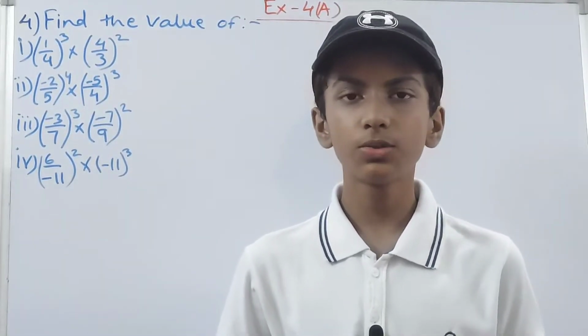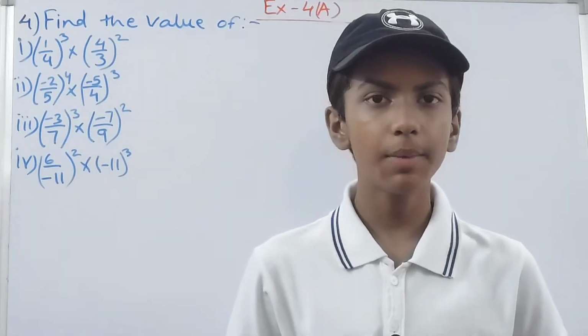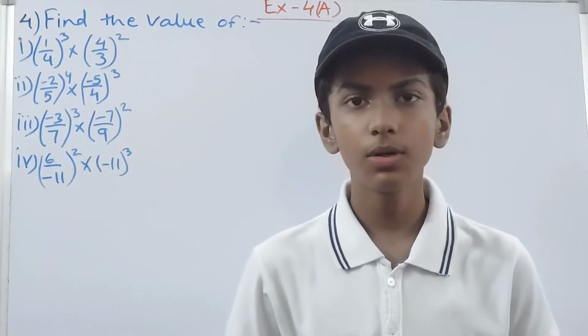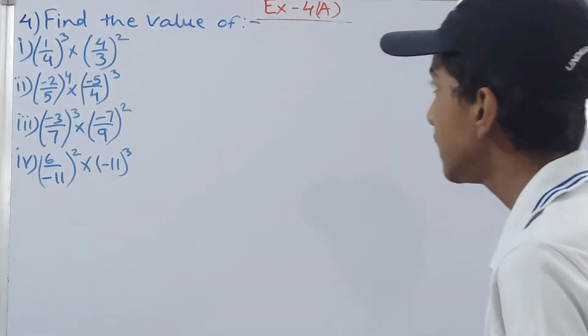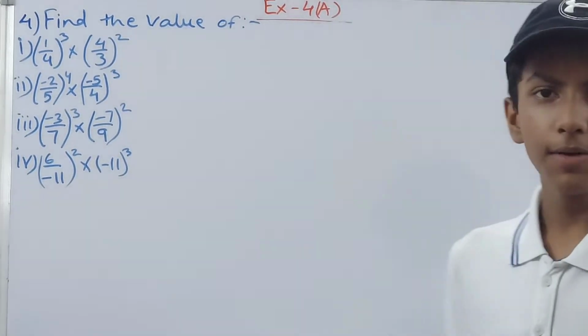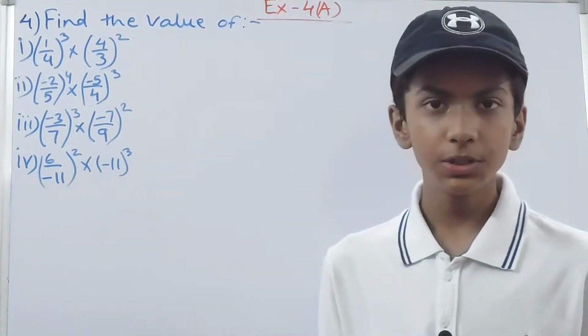In this video we are going to solve ICSE Mathematics Class 7 Chapter 4 Exponents, Exercise 4A, question number 4. So friends, without wasting any time, let's begin. This one is: find the value of. We have to find the value of a few expressions they've given.